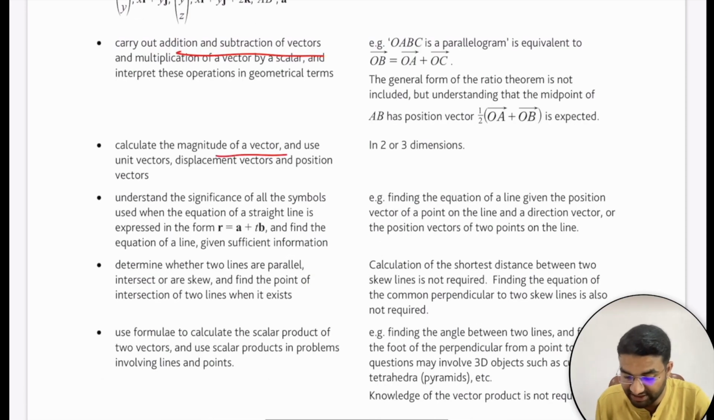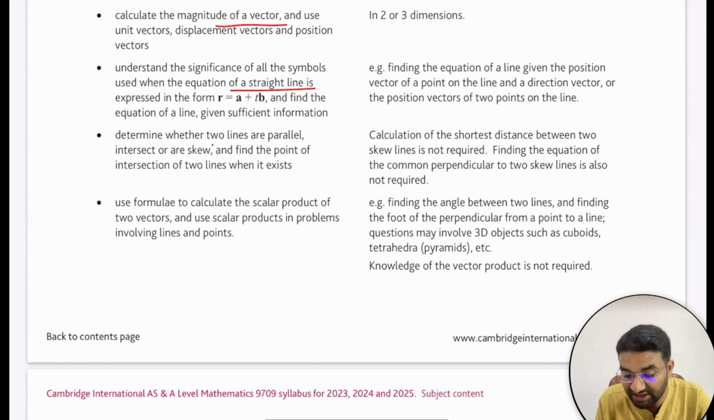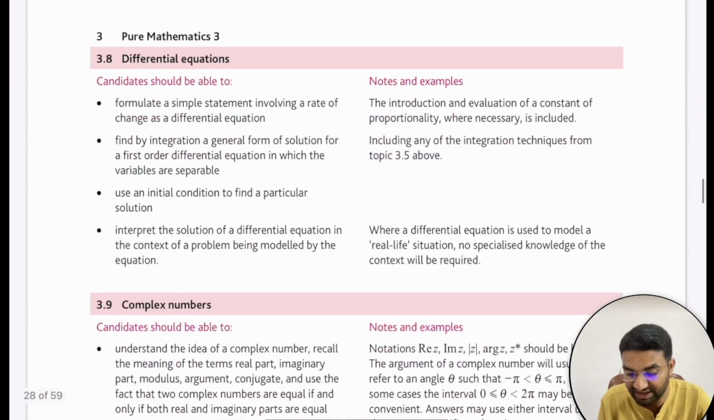Next, magnitude of a vector, understand the equation of a straight line. Then here, determine whether two lines are parallel, intersect or skew. Then formulas related to the scalar product of two vectors, and their related examples are there. Fine. Then next, differential equations, DE.